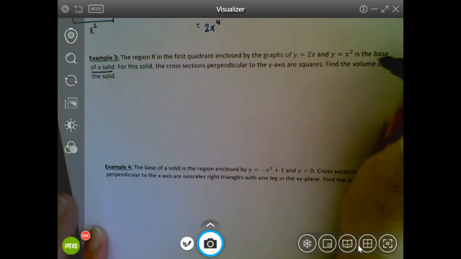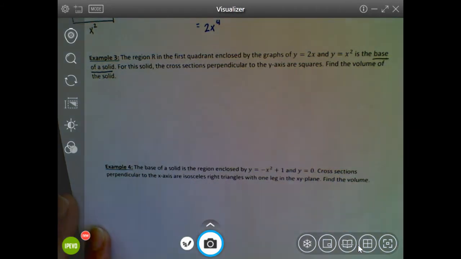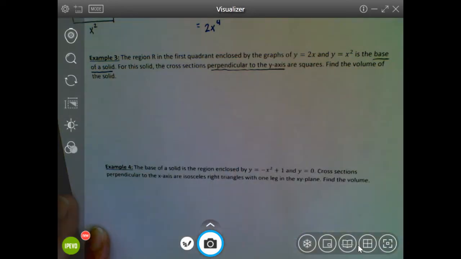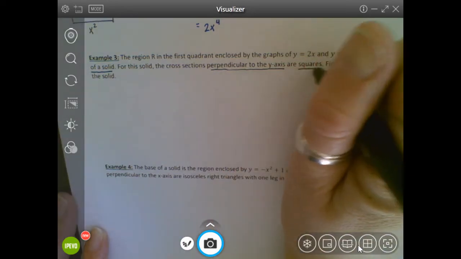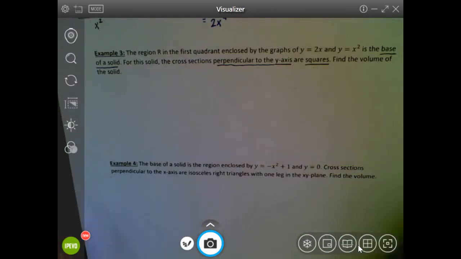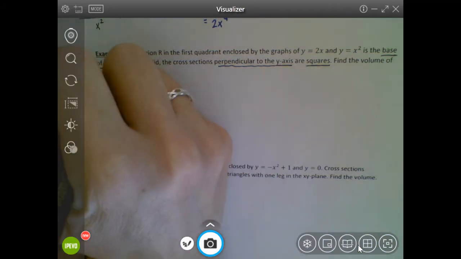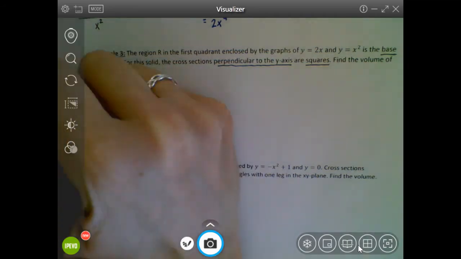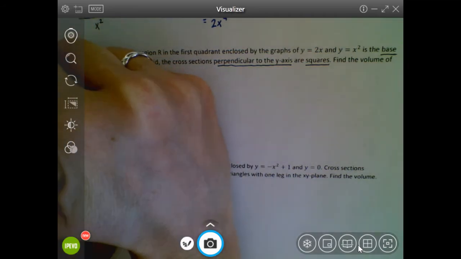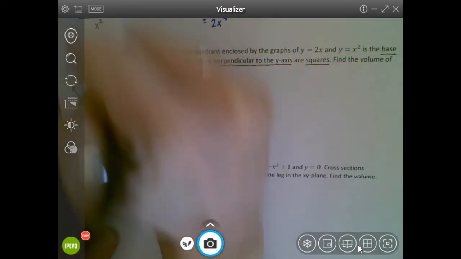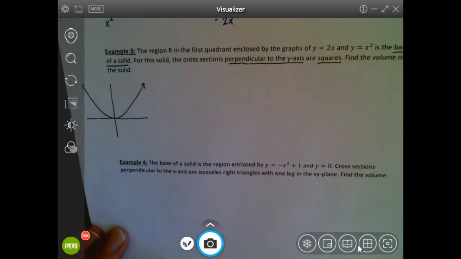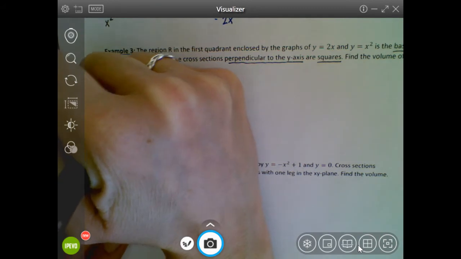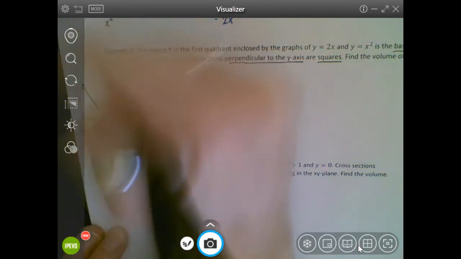So we know that we're not going to be revolving anything here. For this solid, the cross section is perpendicular to the y-axis now, and we're talking that they're squares. We're looking for the volume of the solid. I'm just going to do a quick sketch of what the enclosed area looks like. So make a quick sketch of my y is equal to x squared, and then I'll do my best for this y is equal to 2x.